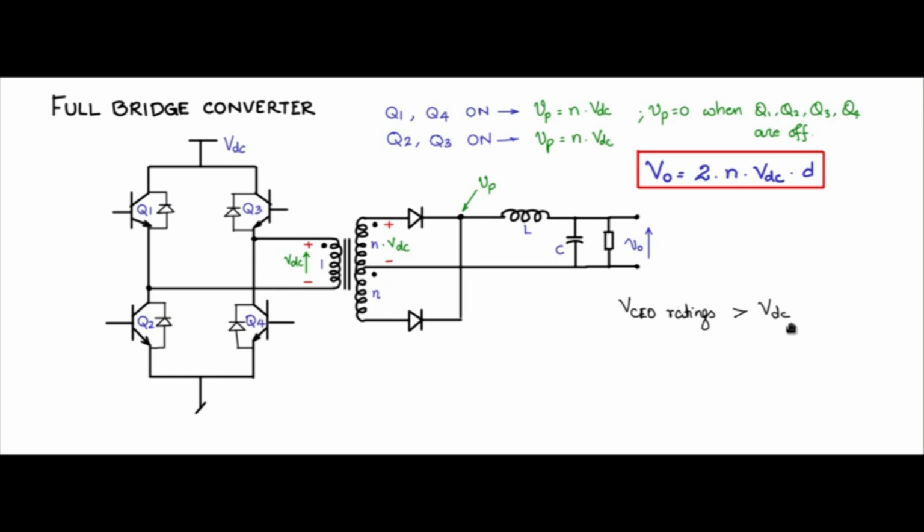In the half bridge converter also, each of the switches were supposed to be rated for VDC. Only in the push-pull converter, the switches need to be rated for 2 times VDC.